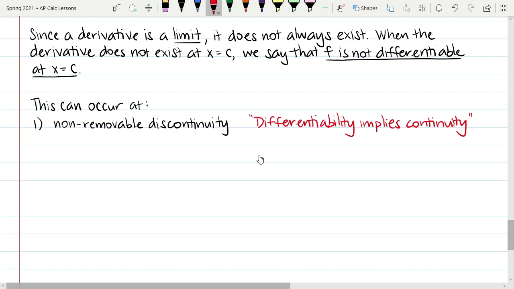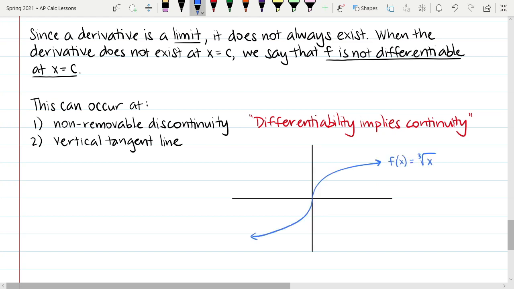A second way that a derivative might not exist, that a function is not differentiable, is if you have a vertical tangent line. The most common example of this is dealing with the function cubed root of x. Hopefully, as you recall from your previous courses, the graph of the cubed root of x looks like this. And I want us to investigate this point right here at 0, 0. If I were drawing my tangent lines to this function, notice that when I get to 0, 0, the tangent line turns out to be vertical.